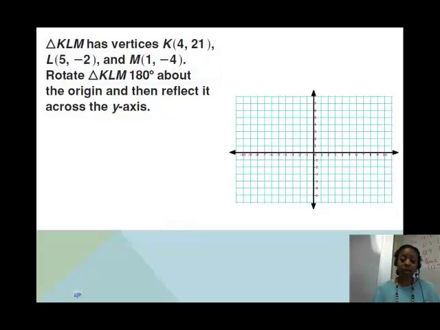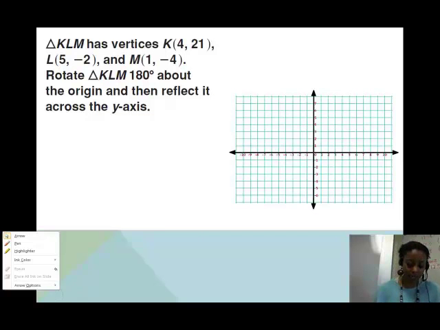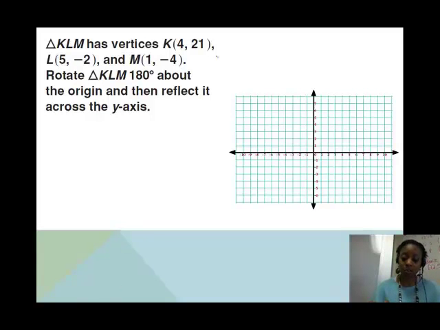So let's do a 180-degree rotation followed by a reflection over the y-axis for this particular figure. I'm going to do the first point, K, which is 4, 2. Then L, 5, negative 2. And then M, 1, negative 4. Okay, so there is our original pre-image, K, L, and M.